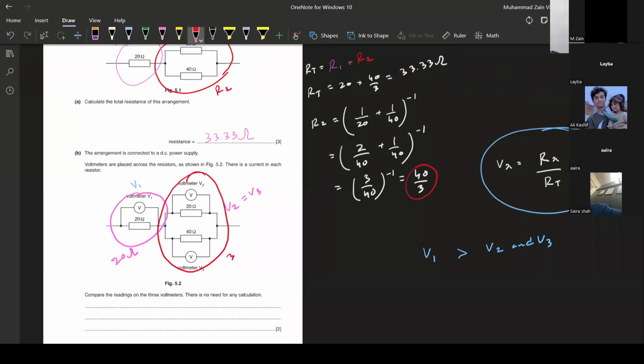So this was 40 over 3, and 40 over 3 is 13.33. So the resistance of this whole part was 13.3 ohms, which is 40 over 3. So I know the resistance.